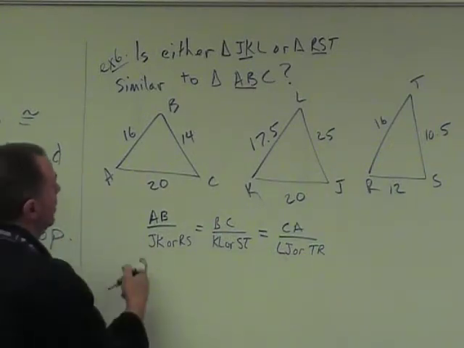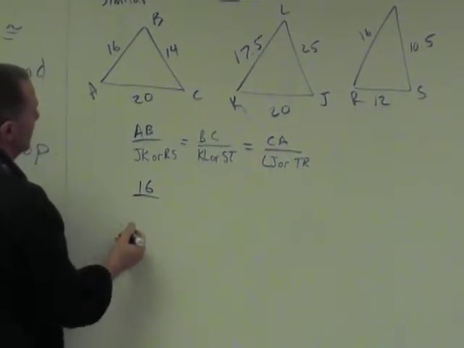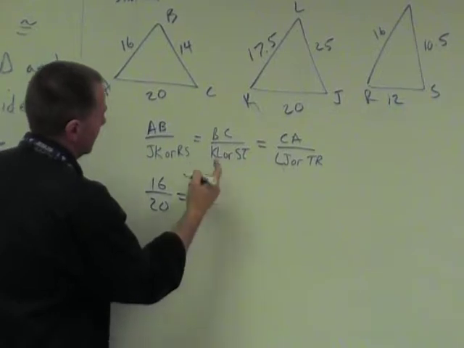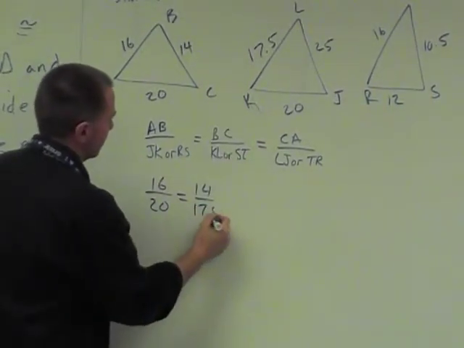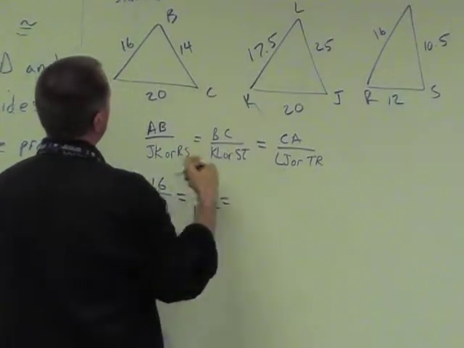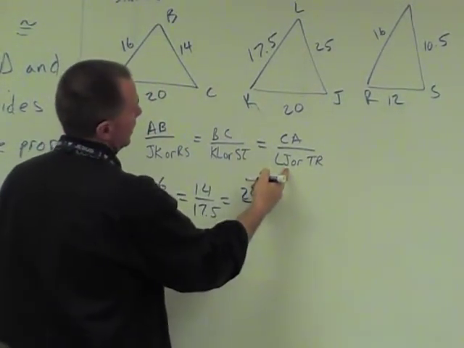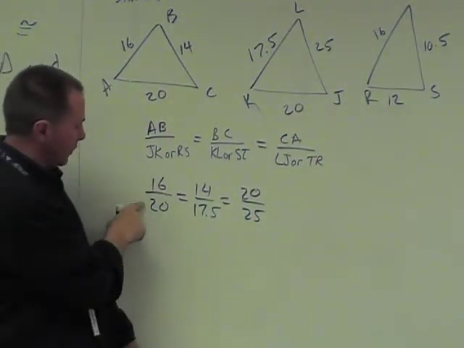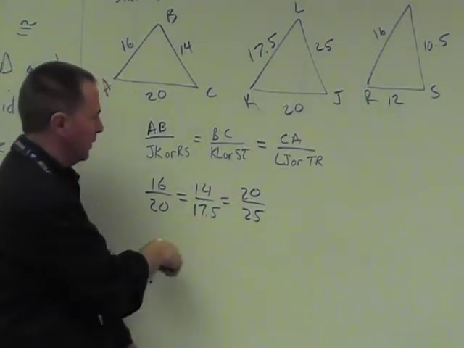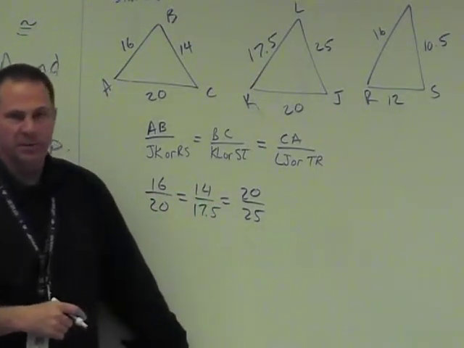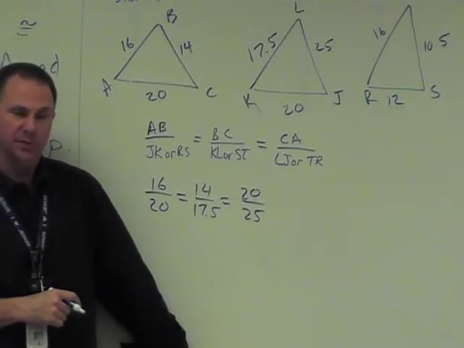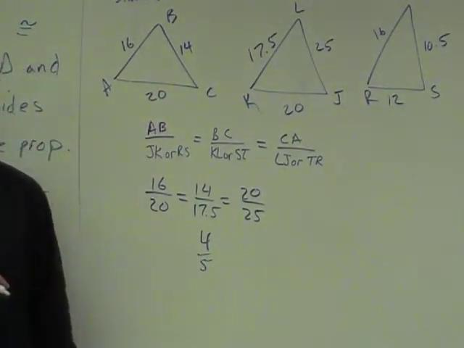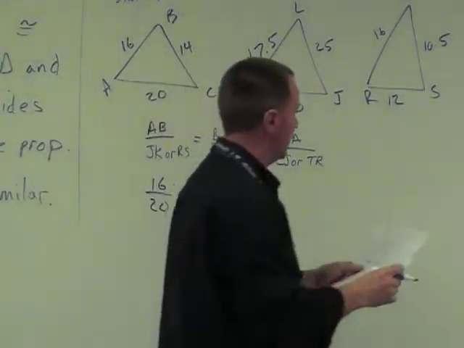Let's do JKL. So AB is 16. 16 is to JK. JK is 20. BC is 14. KL is 17.5. And CA is 20. And LJ is 25. So I divide this by 4, I get 4/5. Divide this by 5, I get 4/5. 14 divided by 17.5 should be 0.8. Is that correct? Alright. So the scale factor is 4/5. And JKL is what is similar to it. Okay, good. You can do that. Next.